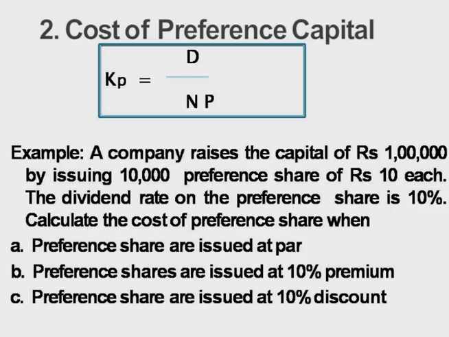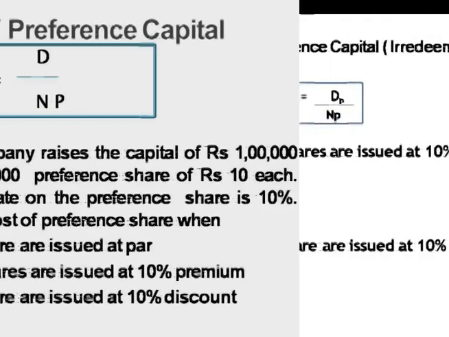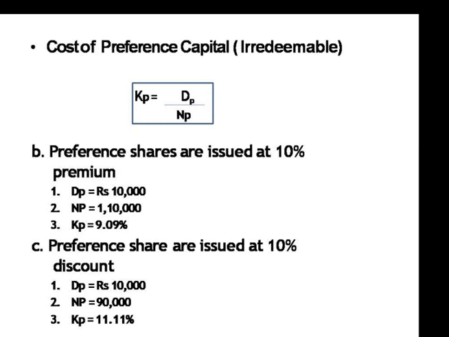When it would be at par, the KP would be 10%. But if the preference share is issued at 10% premium, then DP means dividend per share, dividend is rupees 10,000. Net proceeds, since it is issued at 10% premium, is 1 lakh 10,000. So here the KP is 9.09. Same in the case of 10% discount. You can easily calculate with the help of the above formula. Now for cost of preference capital, the formula would remain the same.